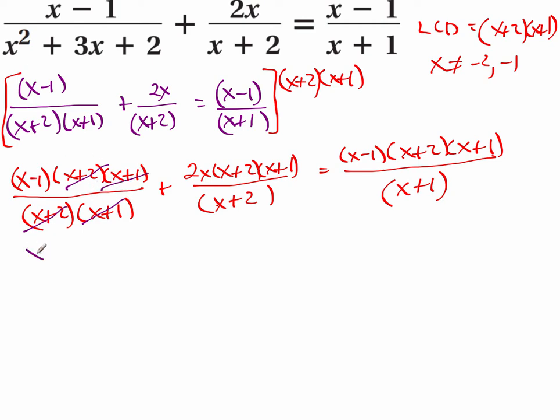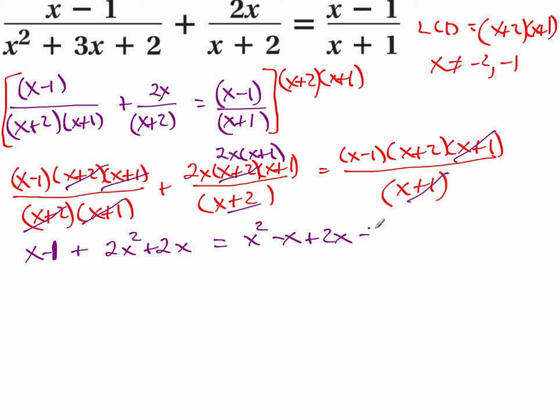So this first term, I'm left with x minus 1. The second term, what am I left with here? 2x times (x plus 1). So I'm going to go and multiply that out. So this is 2x squared plus 2x. I want to make sure that I know that that's a 1, not a plus sign. Now, this is going to equal x squared minus x plus 2x minus 2.